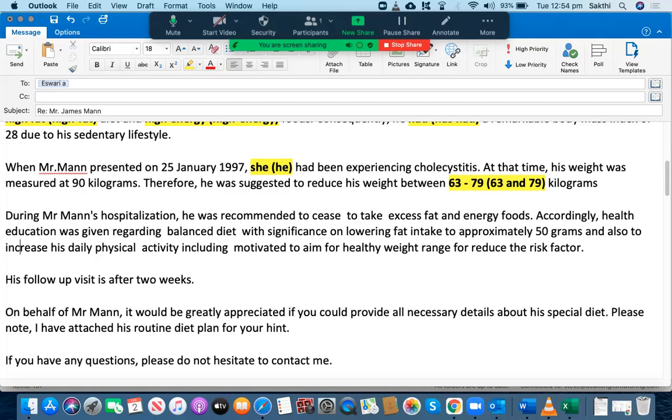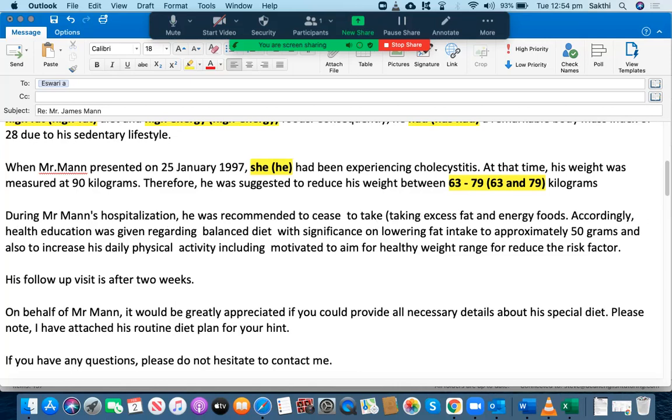During Mr. Mann's hospitalization, he was recommended to cease to take excess fat. No. He was recommended to cease taking excess fat. Cease taking excess fat and energy foods. That's the way we need to use it.